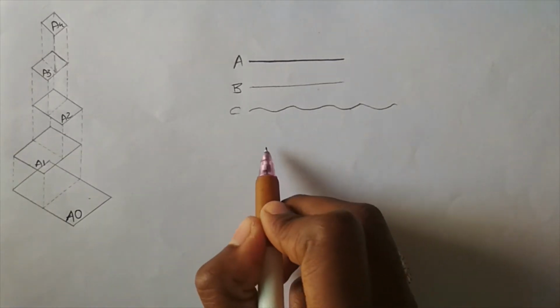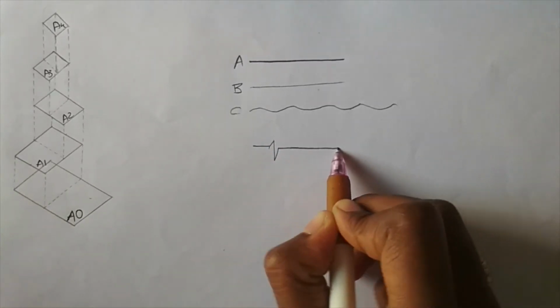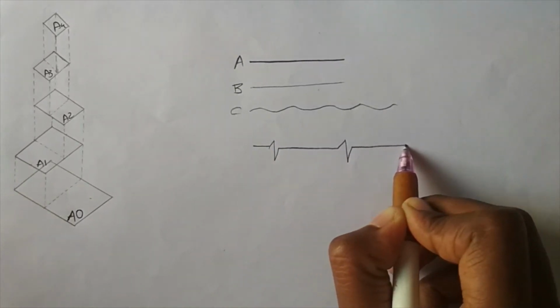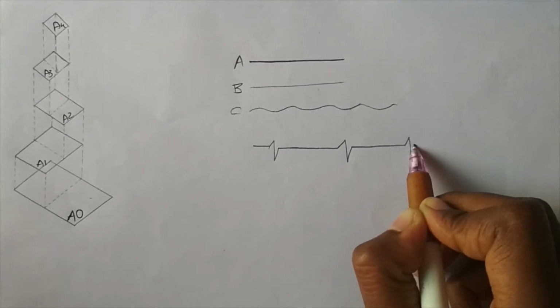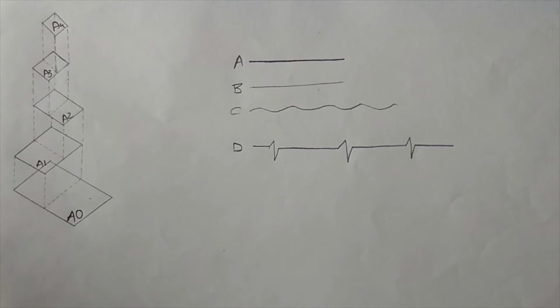So next, this is line type D. This is continuous thin straight with zigzags. What does this line represent? It is just a line which will differentiate the drawing.